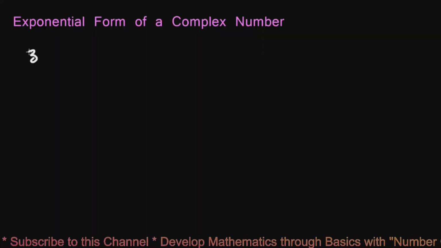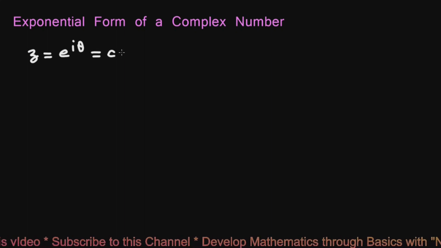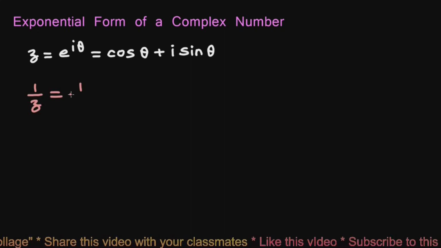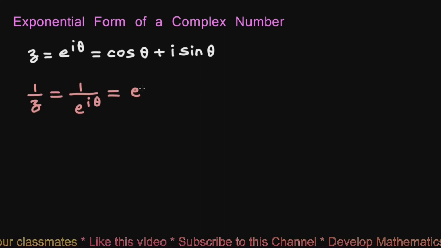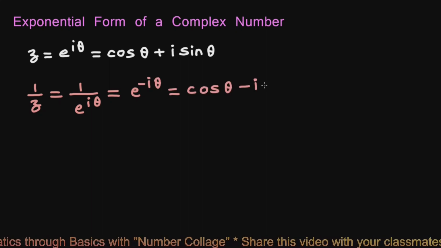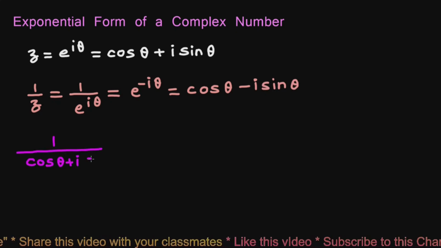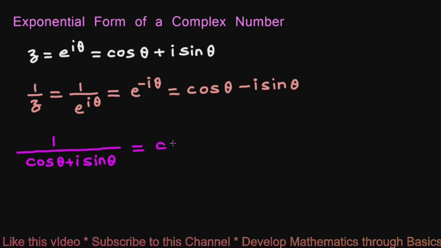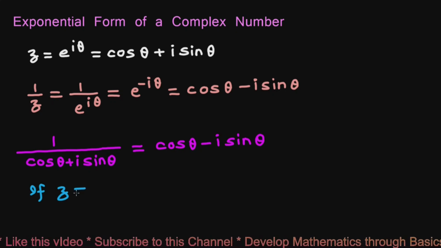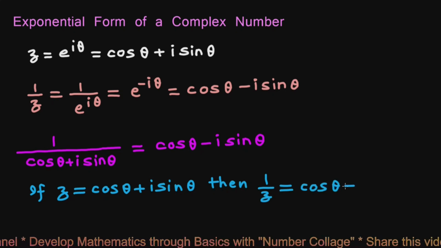We have z equals e raised to i theta, which is also equal to cos theta plus i sin theta. Similarly, 1 by z will be 1 by e raised to i theta, that will be e raised to minus i theta, which will be cos theta minus i sin theta. In other words, we can write 1 by cos theta plus i sin theta equals cos theta minus i sin theta. Also, if z equals cos theta plus i sin theta, then 1 by z equals cos theta minus i sin theta.